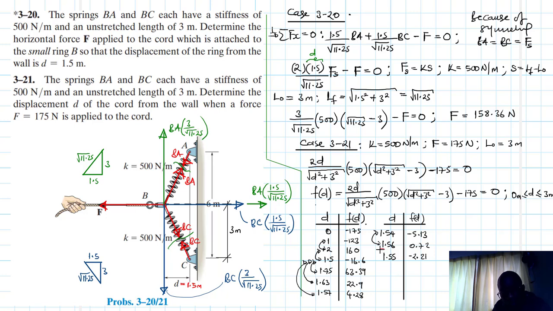We'll go for this one. That's the one that has the lowest error. So D is approximately equal to 1.56 meters. So this is really about it. We found the force, which is here, and then in the second case we found the value of D.